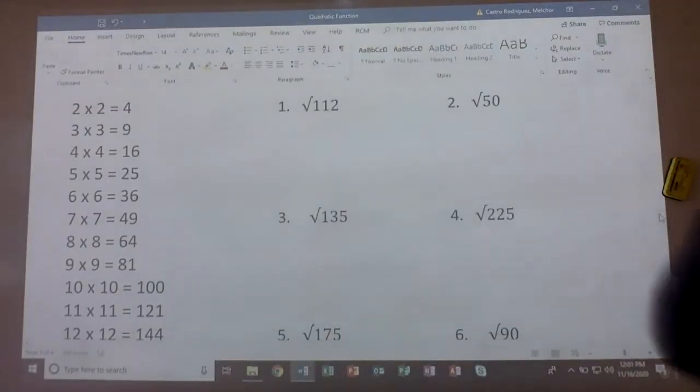Quadratic function, day 3. As you can see, I gotta teach you the quadratic function. In order to do that, I gotta teach you how to factor radicals.